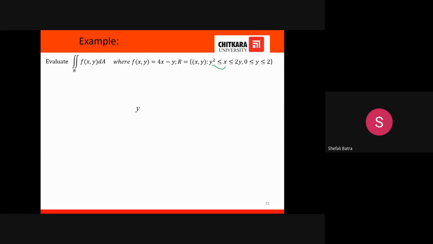So from here, I'm writing x is equal to y square. And from these two, you can write x is equal to 2y. And from here, you'll be writing y is equal to 0 and y is equal to 2. You write the region in inequalities because you are considering all the points. But for drawing the region, I am just taking the equality sign. So x is equal to y square, what is it?